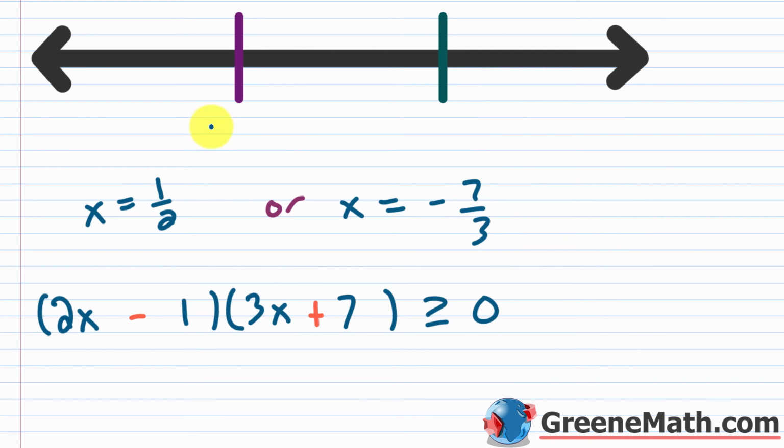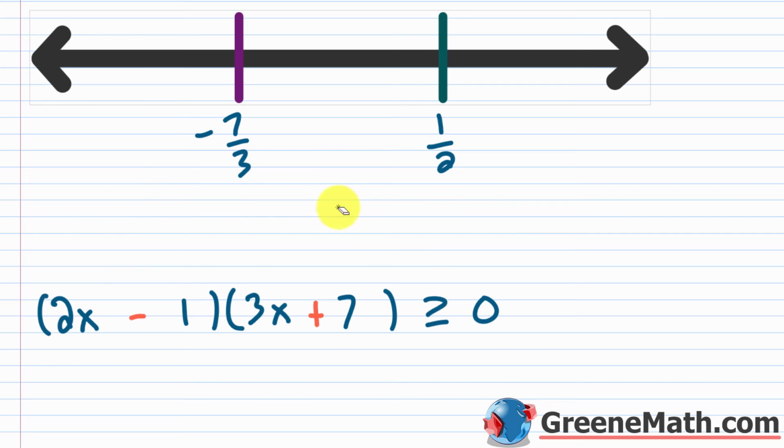So you're going to take -7/3 and put that on the left. And then you're going to take 1/2 and put that on the right. You can get rid of this at this point. You don't need it anymore. And so you're going to say this is A, this is B, and this is C.